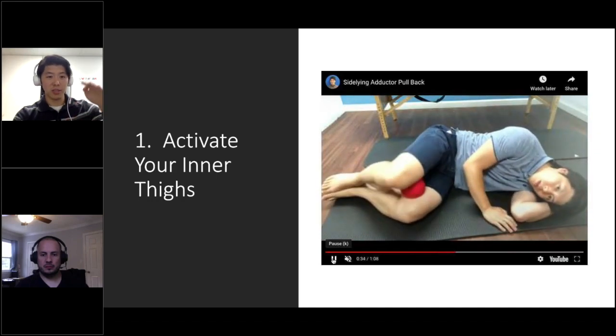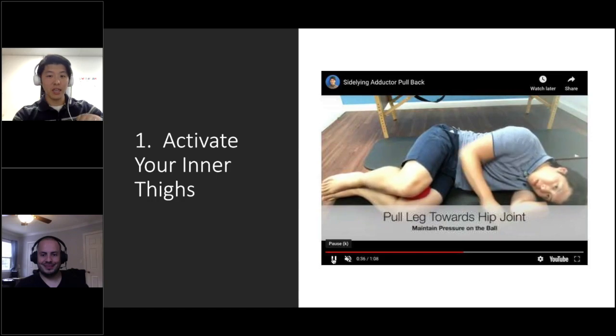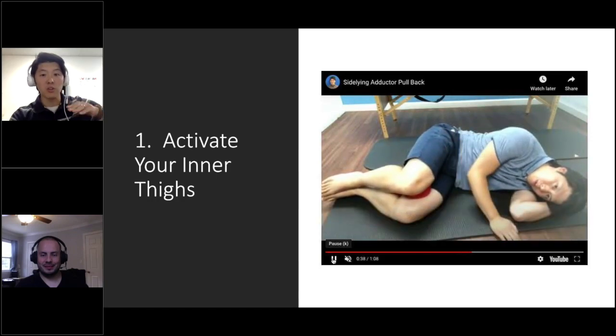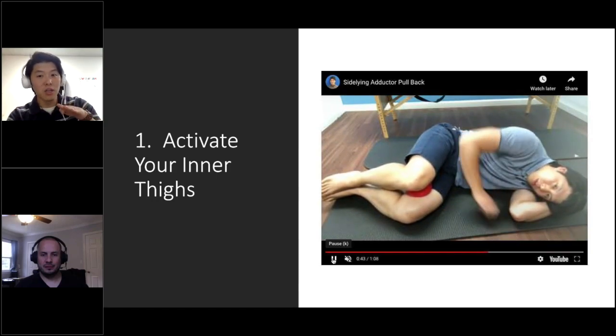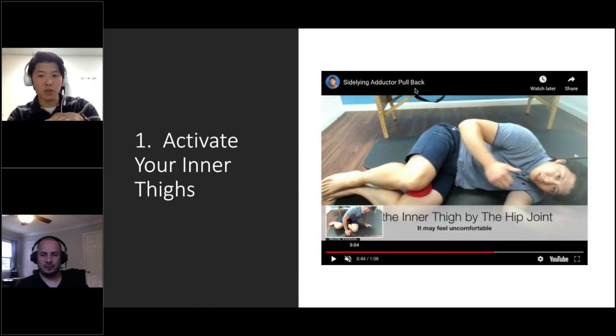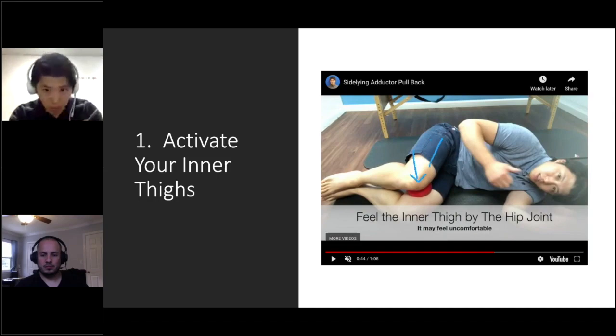I'm trying to be a mime here. So press the top thigh into the ball, and then as you keep the pressure on the ball, pull that ball towards your hip. If you take a look here, I'll put the pen here, into the ball. Once I keep that pressure, I pull my hip backwards.